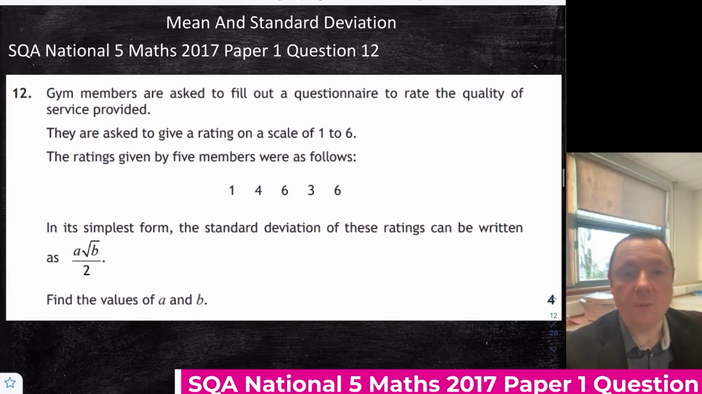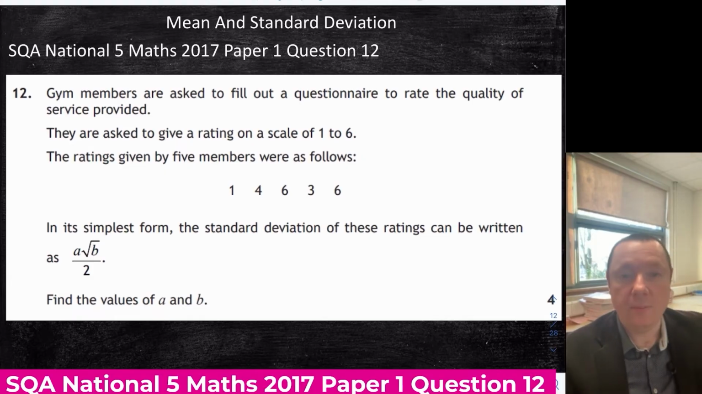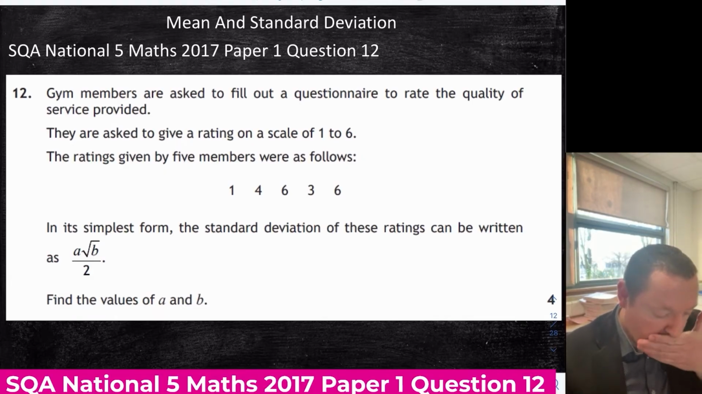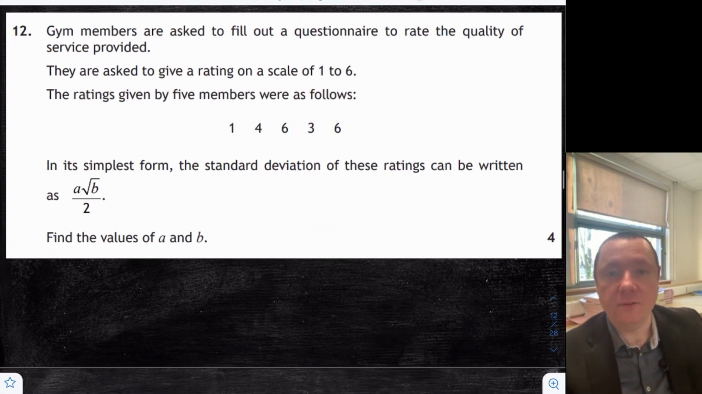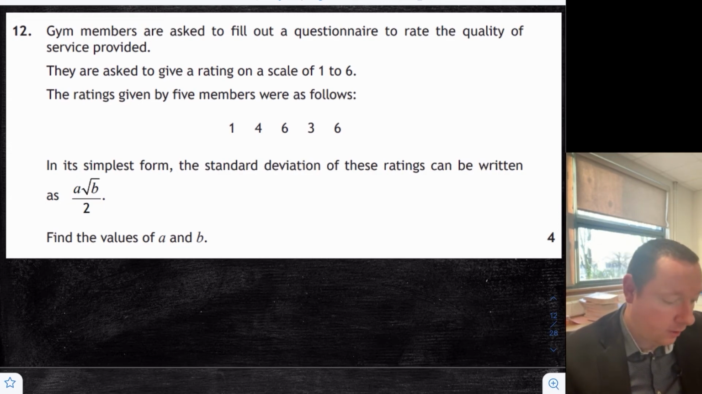And now a standard deviation question, this time in the SQA National 5 Maths 2017 paper 1, question 12. So again, a non-calculator one. Gym members are asked to fill in a questionnaire to rate the quality of the service provided. They're asked to rate on a scale of 1 to 6 as shown. 5 gym members picked 1, 4, 6, 3, 6.